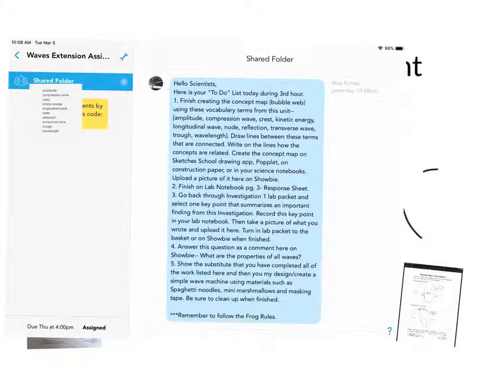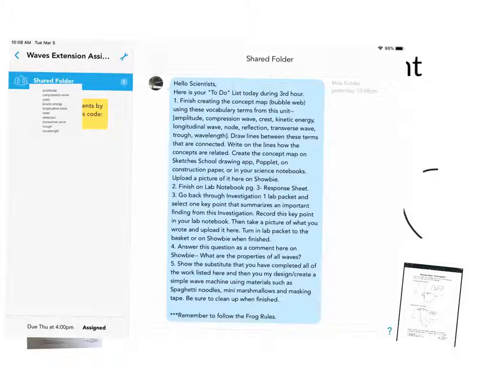Number 5, show the substitute that you have completed all of the work listed here, and then you may design and create a simple wave machine using materials such as spaghetti noodles, mini marshmallows, and masking tape. On your Shobi, it has a link to the video showing a simple wave machine. Be sure to clean up when you're finished and remember to follow the frog rules.